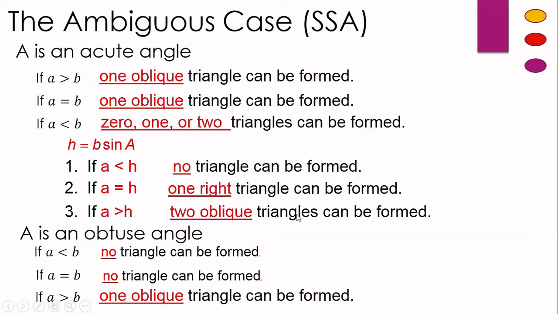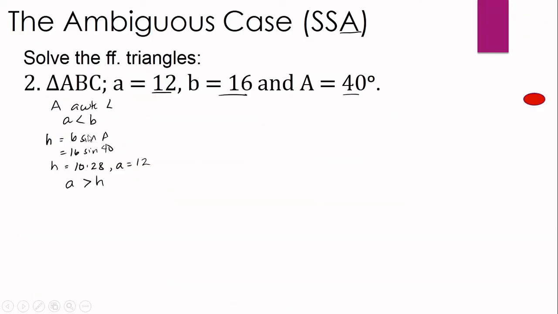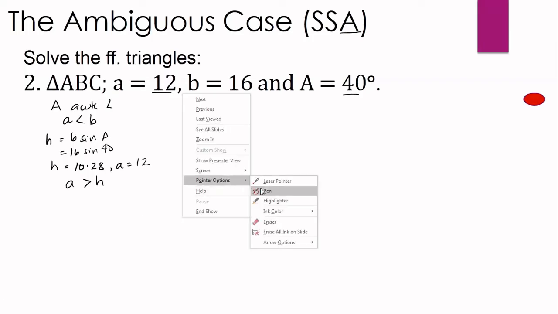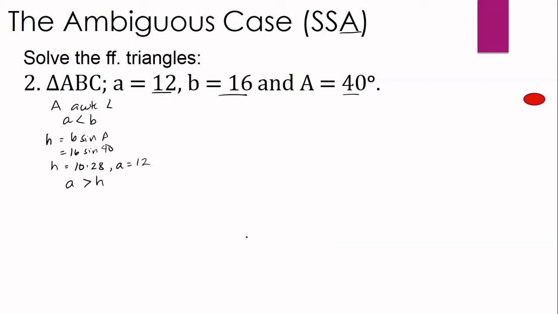So, dalawang triangle ang ating isosolve. So, two triangles daw yan because a is less than b and a is greater than h. So, dalawang triangle ang mabubuo. So, let's have two triangles. Ito yung una, A, B, C. Ito yung pangalawa, angle A, angle B, and angle C. This is our triangle number 1. Here is our triangle number 2. The sides are a, b, and c. The angles are A, B, and C.